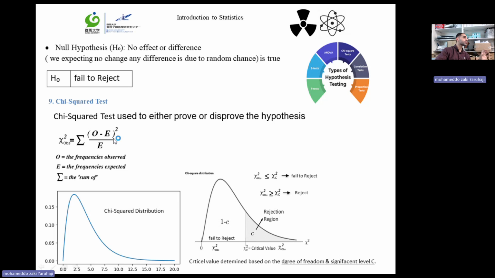So what does this mean? It means I have data, and this data set allows me to reject my hypothesis or fail to reject my hypothesis.